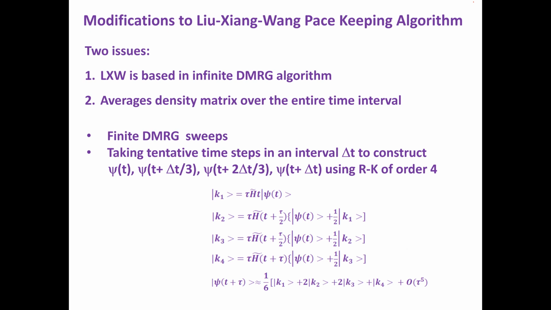So, the LXW scheme is based on the infinite DMRG algorithm. Okay, because they use the infinite DMRG. Now here, the thing to use is the average density matrix over the entire time interval. Now, the point is to use finite DMRG sweeps. That is, you keep sweeping back and forth to improve the wave function.